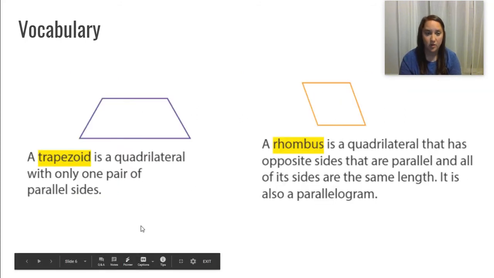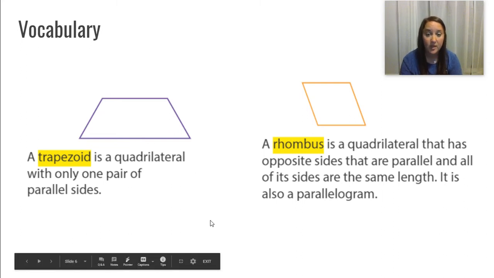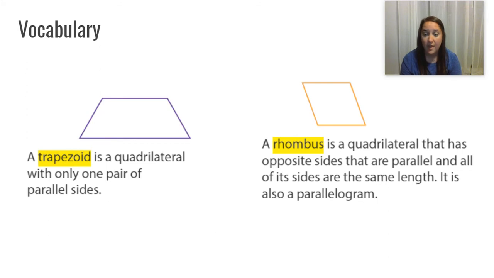Here's a few more for you from the video. Next we had a trapezoid, and a trapezoid again is a quadrilateral because it is a four-sided polygon. However, a trapezoid only has one pair of parallel sides, meaning the top and the bottom in this case are parallel. The sides are not parallel. And then last we had a rhombus. A rhombus is a quadrilateral that has opposite sides that are parallel, and all of its sides are the same length. This is also a parallelogram.